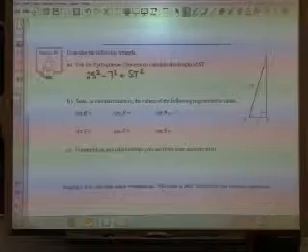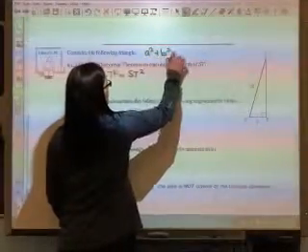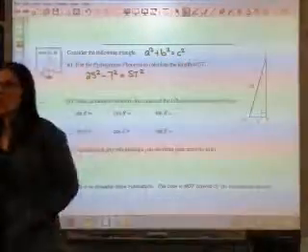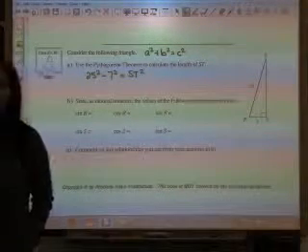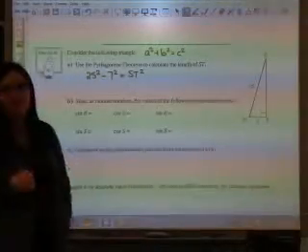25 is my longest side, and in my Pythagoras theorem, when it's written like this, that c squared is always my longest side. So when I'm trying to find the longest side, I add them. When I have the longest side, I would subtract. So what is 25 squared minus 7 squared?